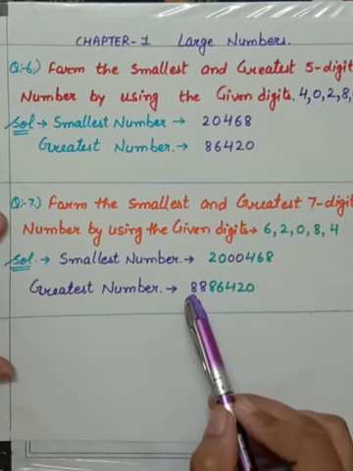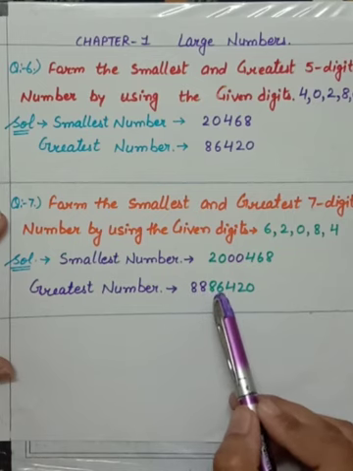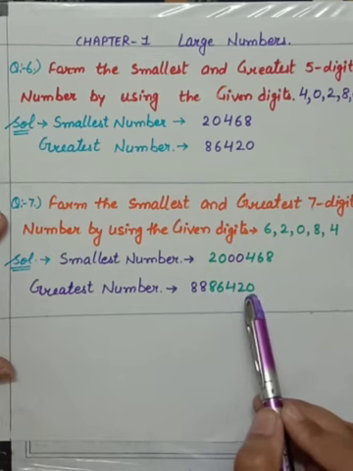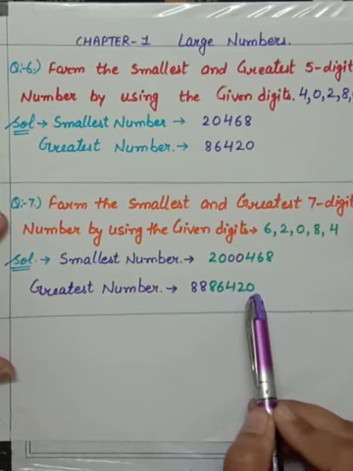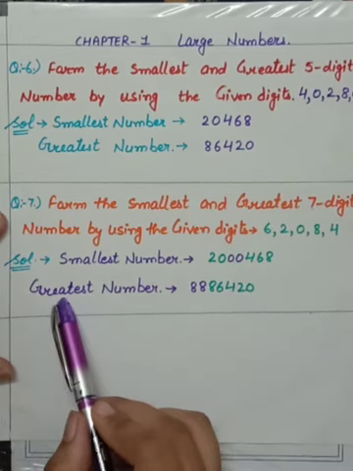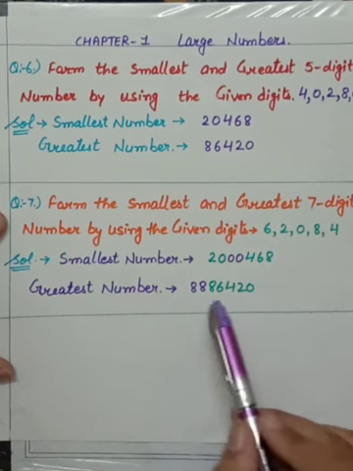Now we will count here: 1, 2, 3, 4, 5, 6, 7. Here digits are 7. So children, this is the 7 digit greatest number answer.